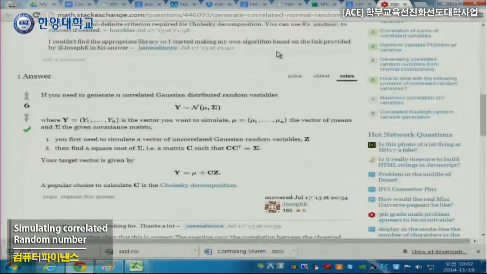So this is 2. Okay. In this case, suppose you want to generate a random number with a correlated structure like this. So Y is a vector, and then mu is the mean of those vectors, and sigma is a variance covariance matrix. Do you know what a variance covariance matrix is? Right? You know variance covariance.